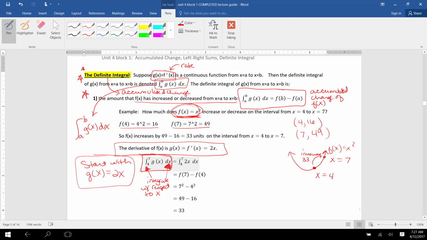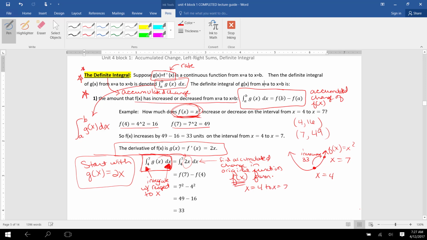So we're integrating from x equals 4 to x equals 7. The function g of x is actually 2x, so I've replaced g of x with 2x. So we're integrating 2x from x equals 4 to x equals 7. And what this calculation is asking us to do is find the accumulated change in the original function, f of x, from x equals 4 to x equals 7.